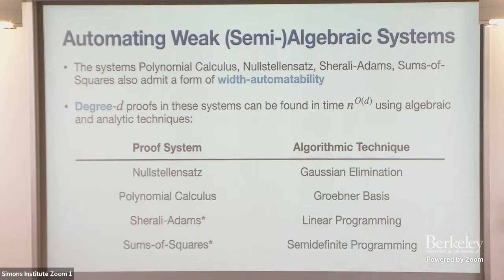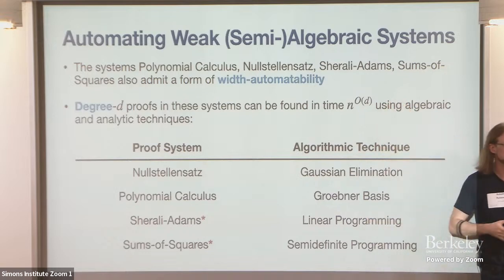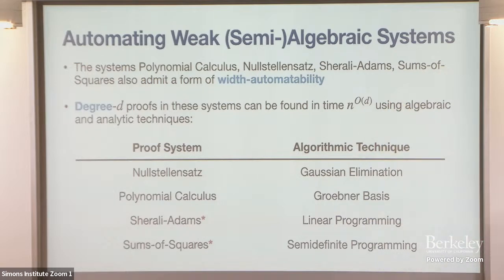So let me put up a table of what you can do to get these things. You can use things like Gaussian elimination for Nullstellensatz. For polynomial calculus, you need something like Gröbner bases. And for these semi-algebraic systems, you need linear or semi-definite programming, with a little caveat that you need to watch the sizes of the coefficients here. But let me just say that it turns out that you can still do degree automatability under some mild assumptions in all of these systems for CNF formulas.